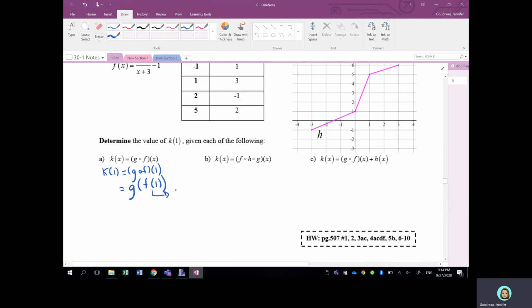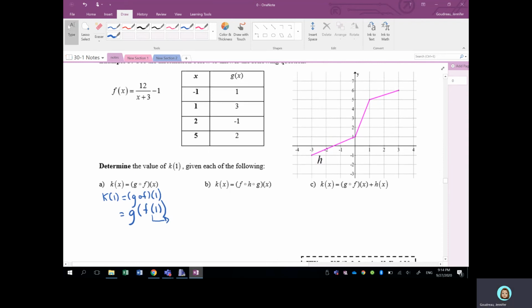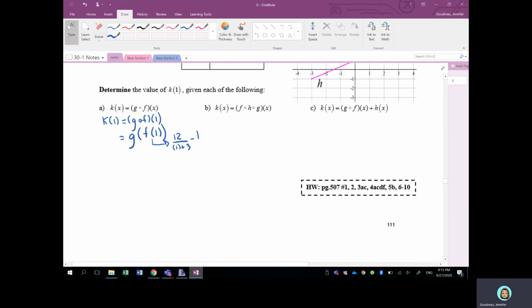Plugging into the function, F at 1 is going to be 12 over 1 plus 3 minus 1, which is 12 over 4 minus 1, which is 3 minus 1, which equals 2. So since f at 1 is equal to 2, that's the y value for f at 1. That y value becomes the x value for g. So g of f of 1 becomes g at 2.